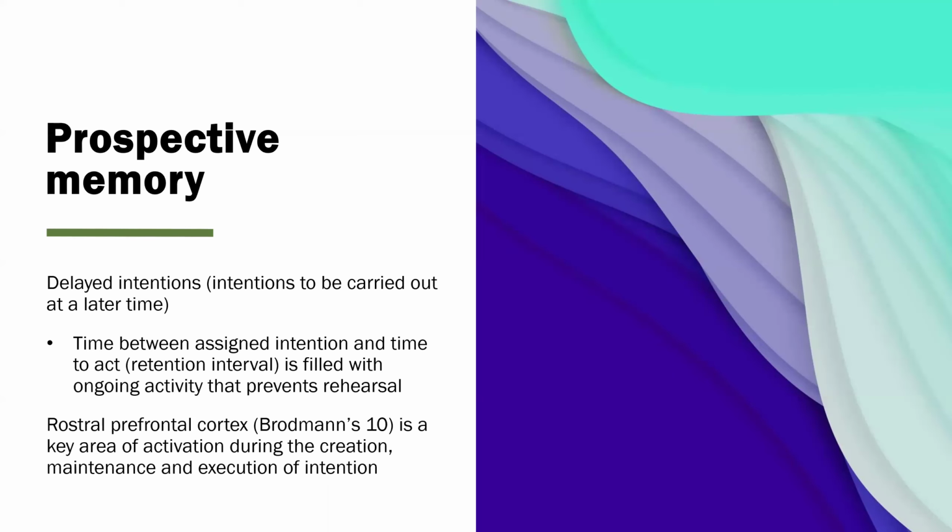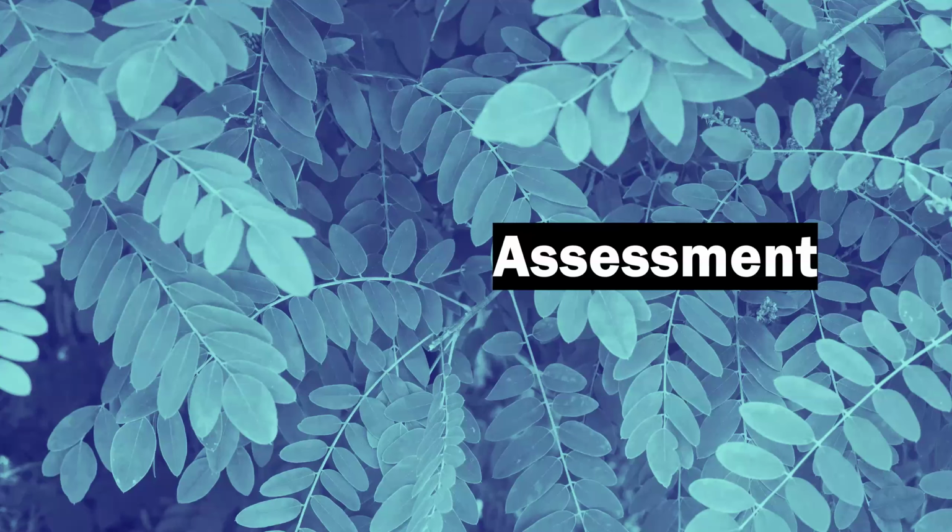So prospective memory really is reliant on the rostral prefrontal cortex. That's a key area that has big involvement for successful prospective memory, during the creation part, during the maintenance part, and the execution of that intention. All right, so that's it for our lecture here. And then, like I said, in class, we will talk more about assessment and treatment for memory.